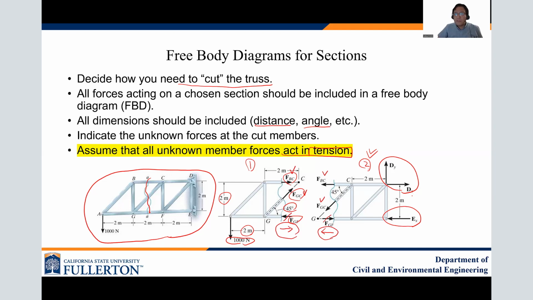And then once again, the assumed direction in tension is a very important one. You can see that FBC and FGC are already assumed in tension, so they are outgoing from the cut members. But FGF is not this way, just in this direction. So that is the correct assumed direction. Same thing for this side of part 2. Also, that is the correct assumed direction for FGF.